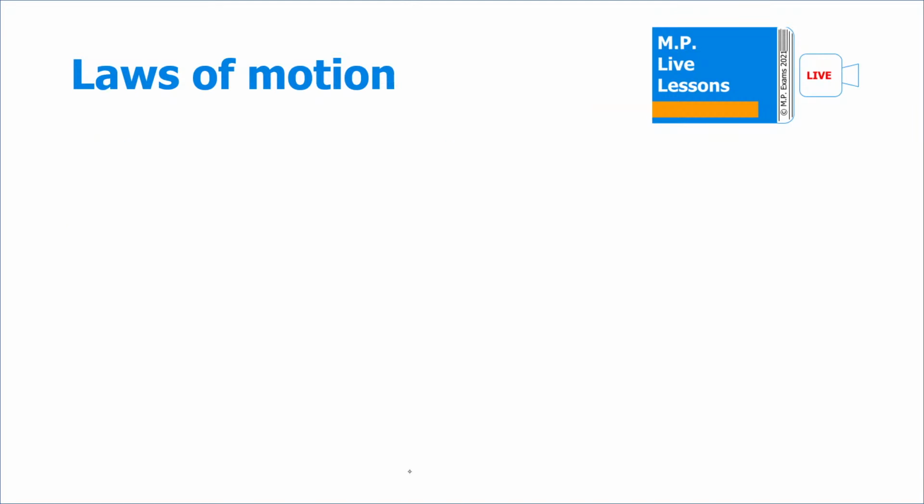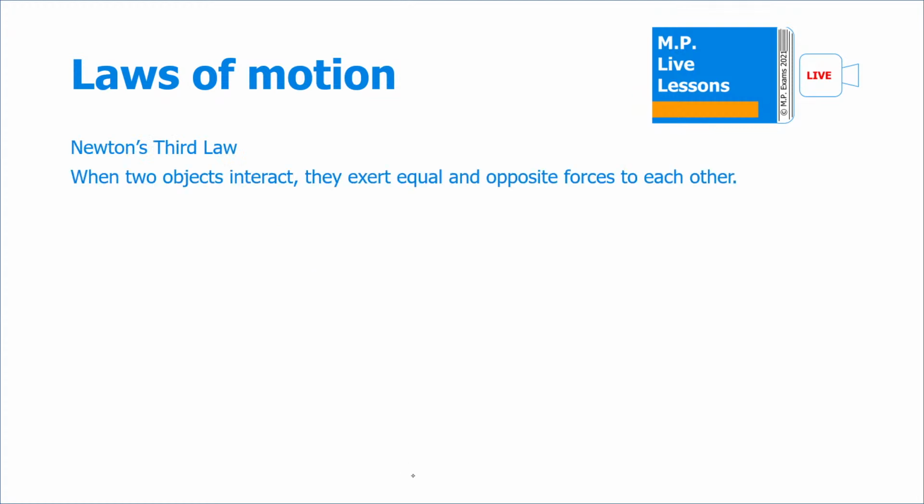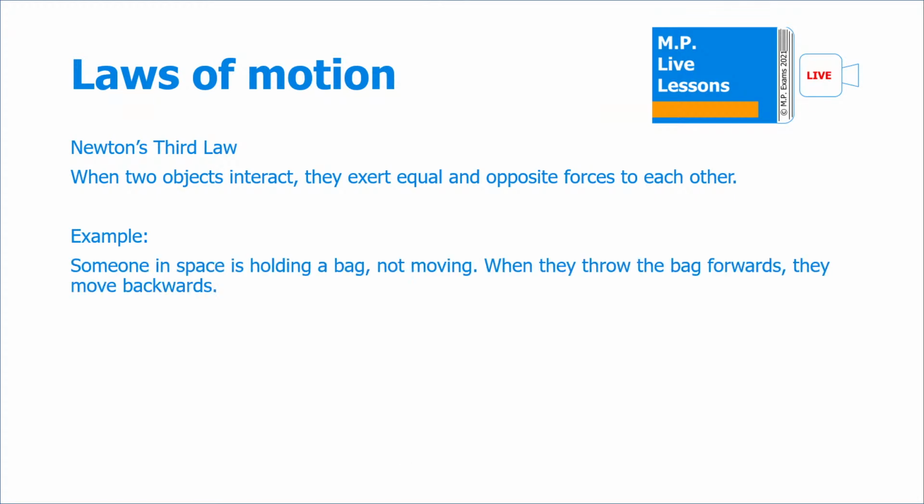Now finally is Newton's third law. This is the weird one. So when two objects interact, they exert equal and opposite forces on each other. For example, let's say we have someone in space holding a bag and they're not moving at all. Now when they throw the bag forwards, they themselves start to move backwards. And we want to use Newton's third law to explain this.